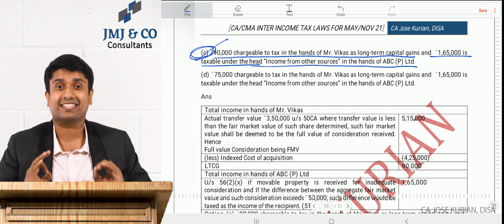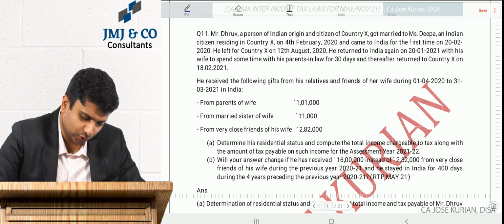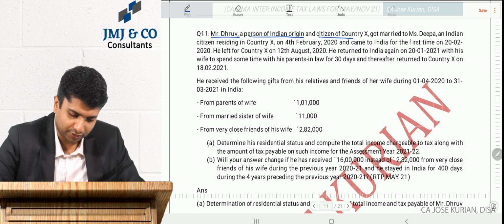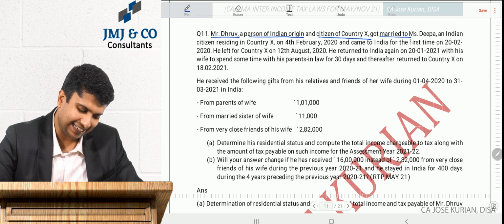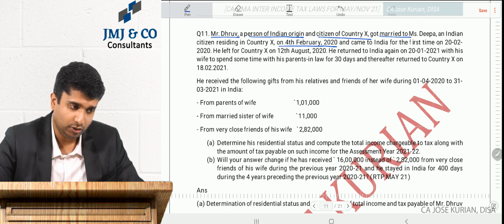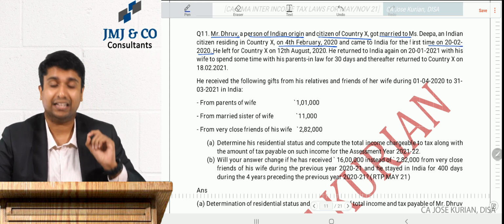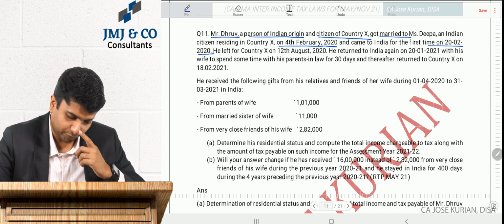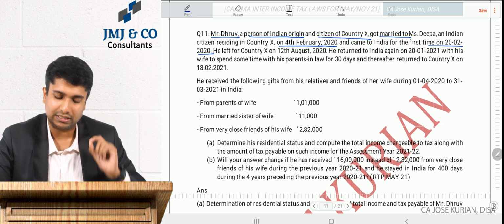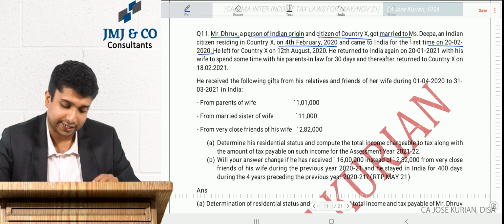Now we will start solving the descriptive questions. So question number 11, that's what we are going to discuss next. So it is Mr. Dhruv, and as you know, it is a descriptive question. Mr. Dhruv, a person of Indian origin and a citizen of country X, got married to Miss Deepa, an Indian citizen residing in country X, on 4th February 2020, and came to India for the first time on 2020. He left for country X on 12th August 2020, and he returned to India again on 20 January 2021 with his wife to spend some time with his parents-in-law for 30 days, and thereafter returned to country X on 18/2/2021.